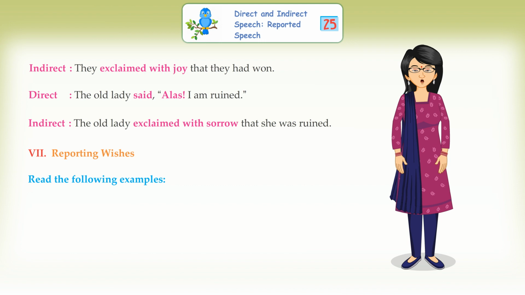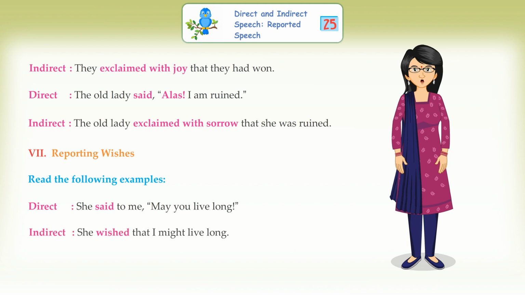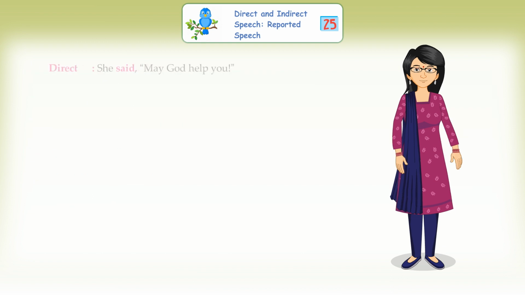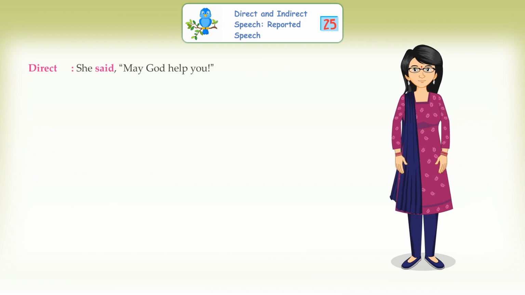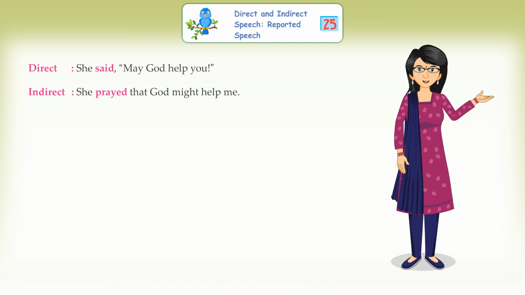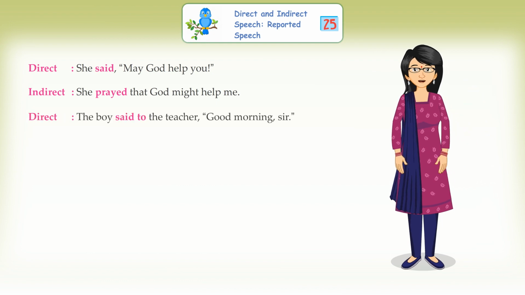Reporting wishes. Read the following examples. Direct. She said to me, "May you live long." Indirect. She wished that I might live long. Direct. She said, "May God help you." Indirect. She prayed that God might help me.